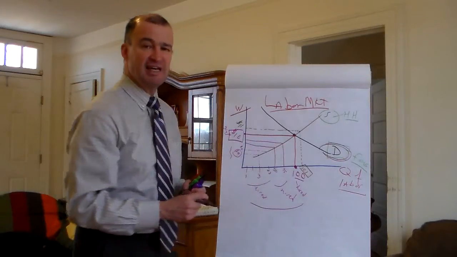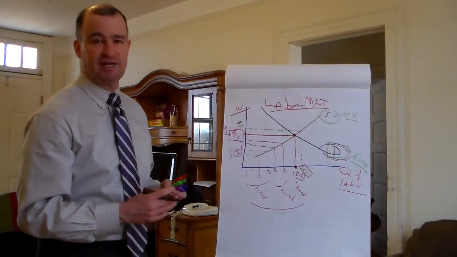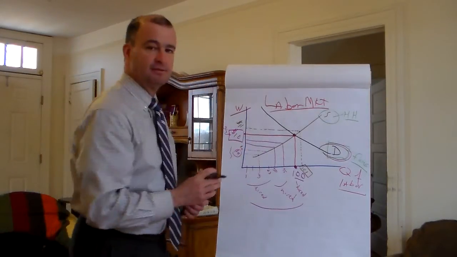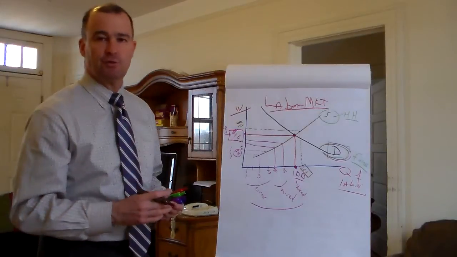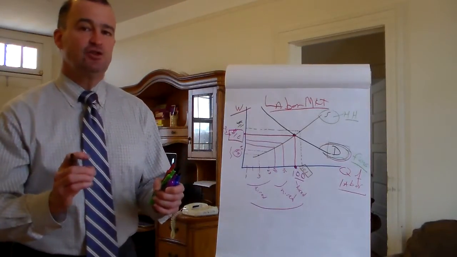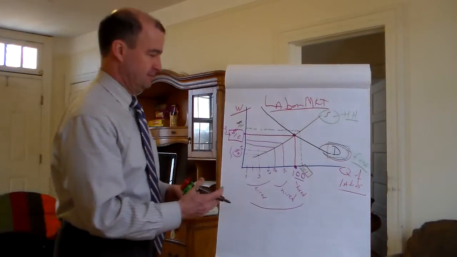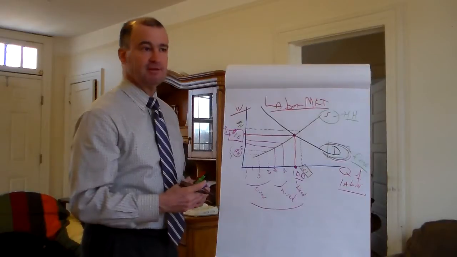So you know what he's going to say? I don't want to work for that price. I don't want to work for 10. I want to work for 11. All right, it's a free world. It's his free choice. Economists would say he's choosing leisure over working. Leisure over labor.